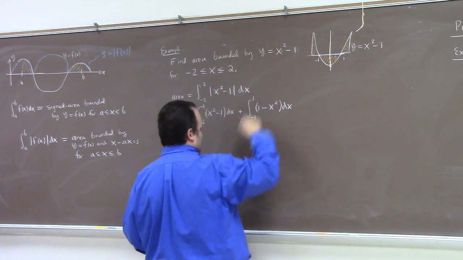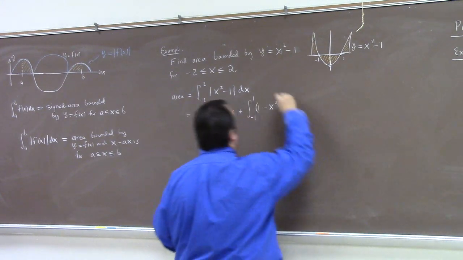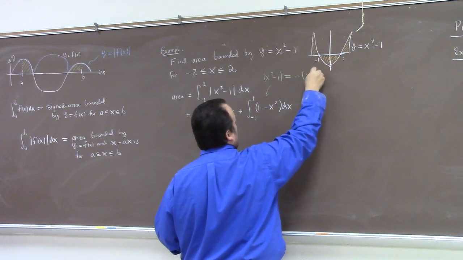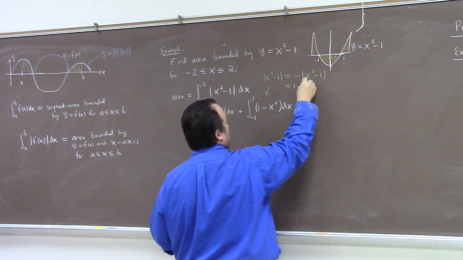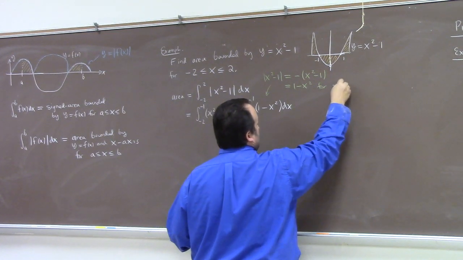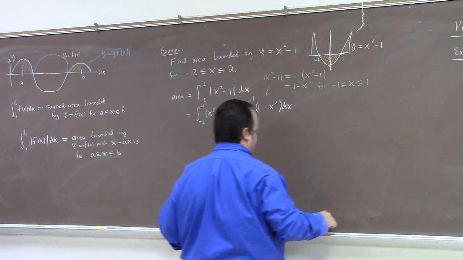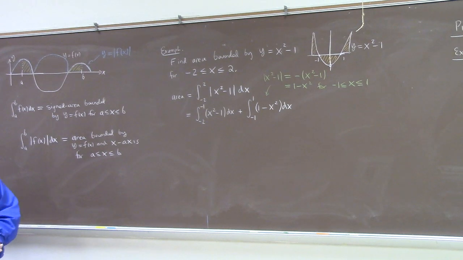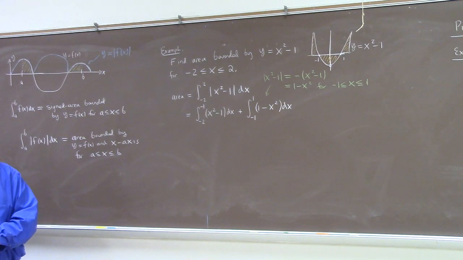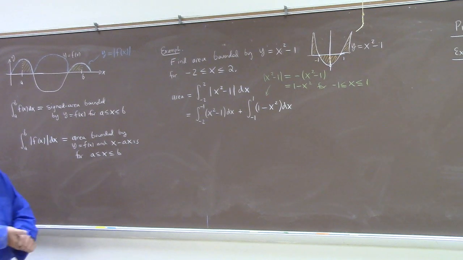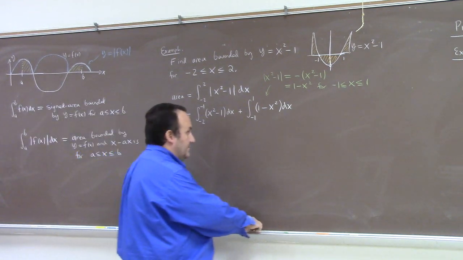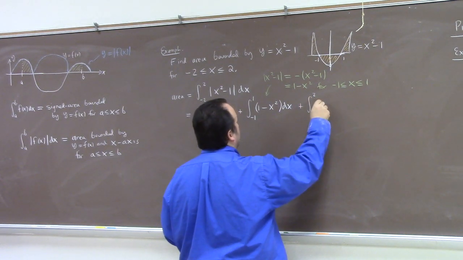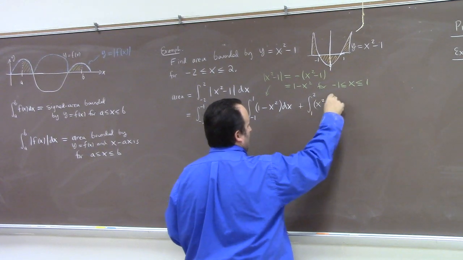See, the absolute value, I'll write it up here. This case right here, the absolute value of x squared minus 1 equals minus x squared minus 1, equals 1 minus x squared for minus 1 less than or equal to x less than or equal to 1. So I put a minus sign in there to make it negative turn to positive. I mean, that's the absolute value. And then, of course, plus the integral from 1 to 2 of x squared minus 1 dx.